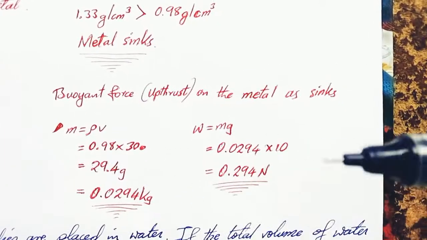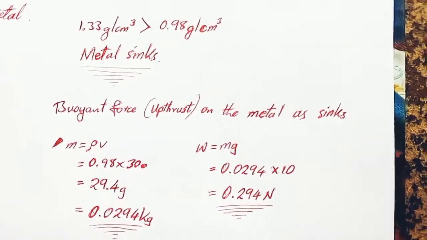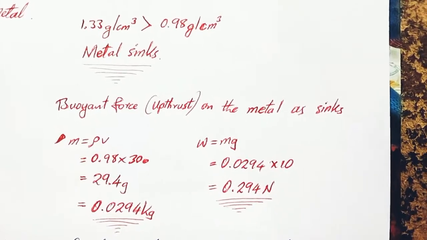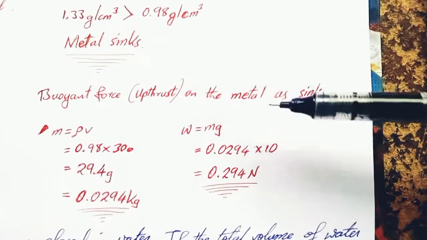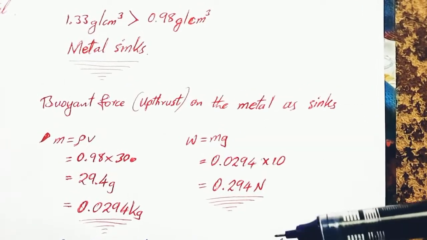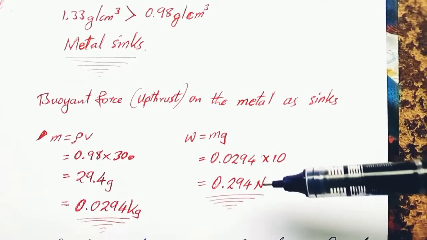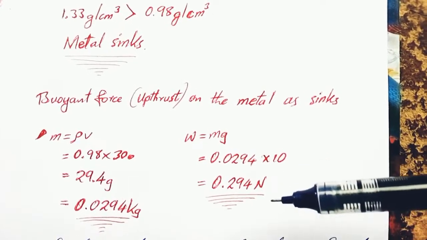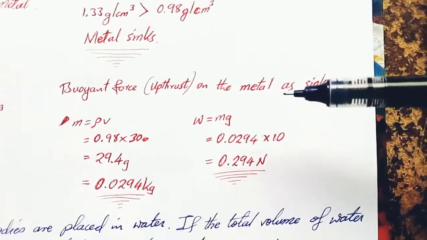So here, as the nail or the piece of metal is sinking, calculate the amount of force that will cause its speed of sinking to be slow. Okay, if I was to write such a question, just go for the weight of the displaced liquid, which will give you 0.294 newtons. That would be the buoyant force.